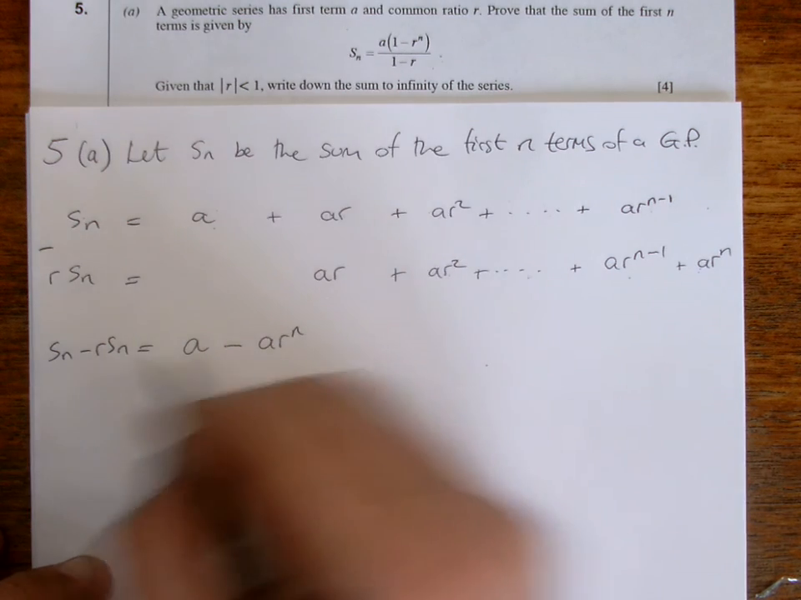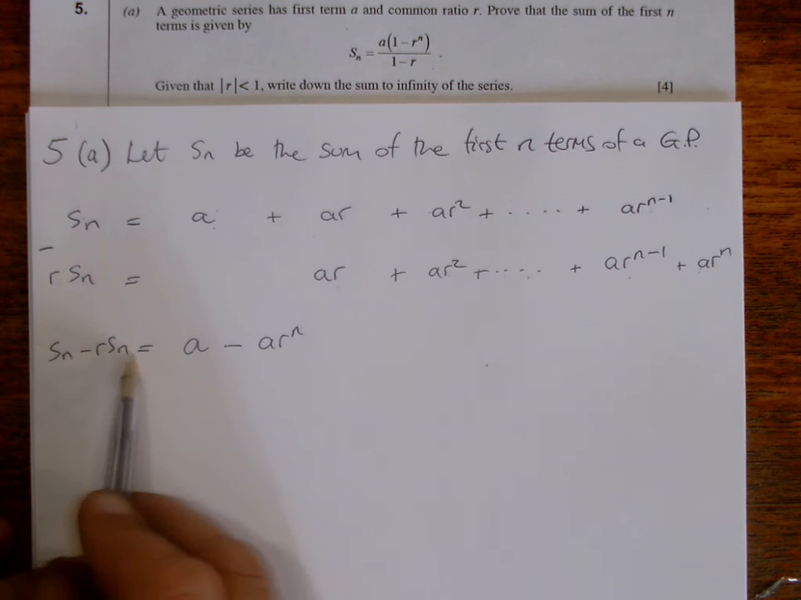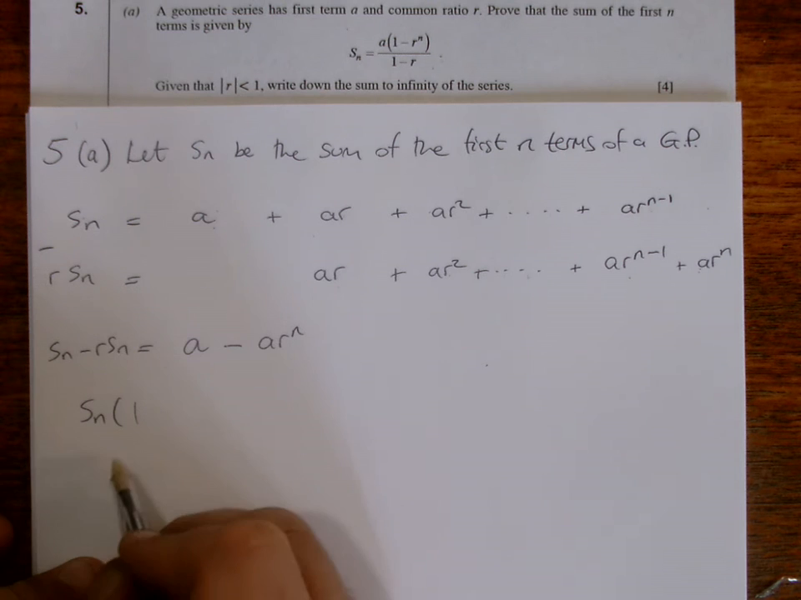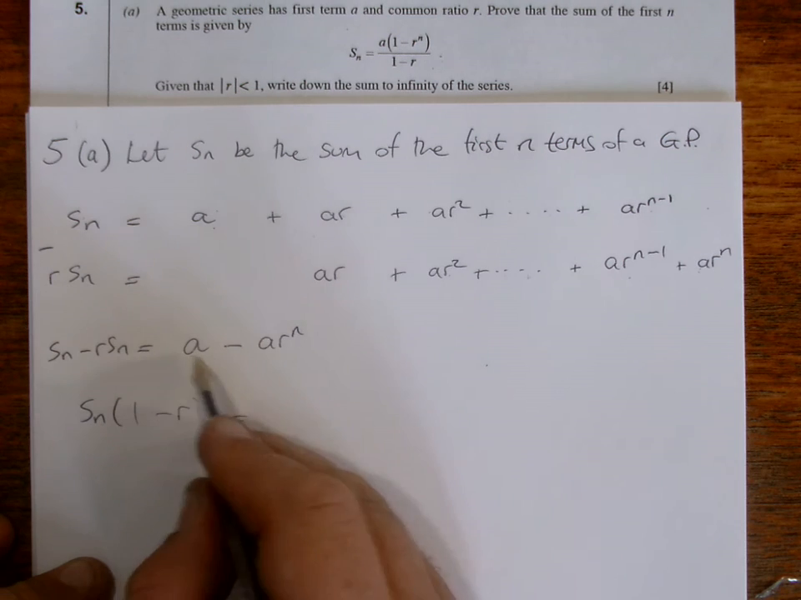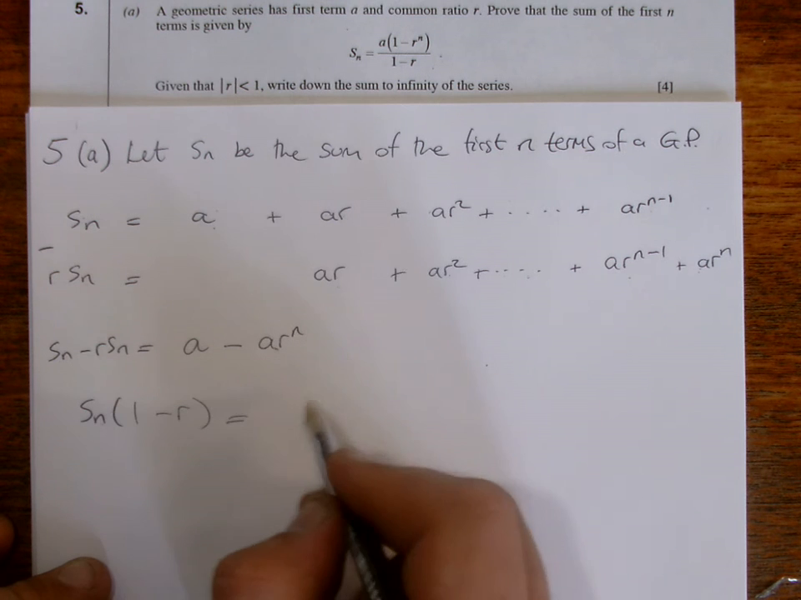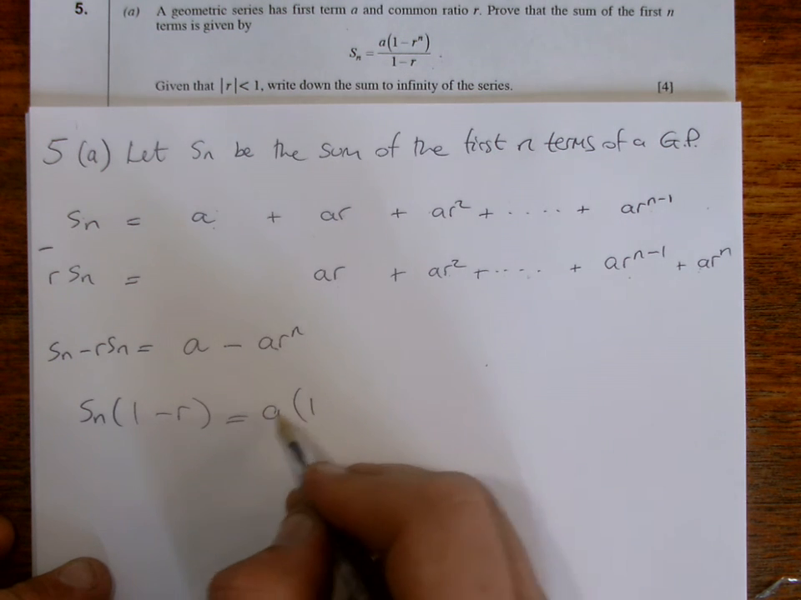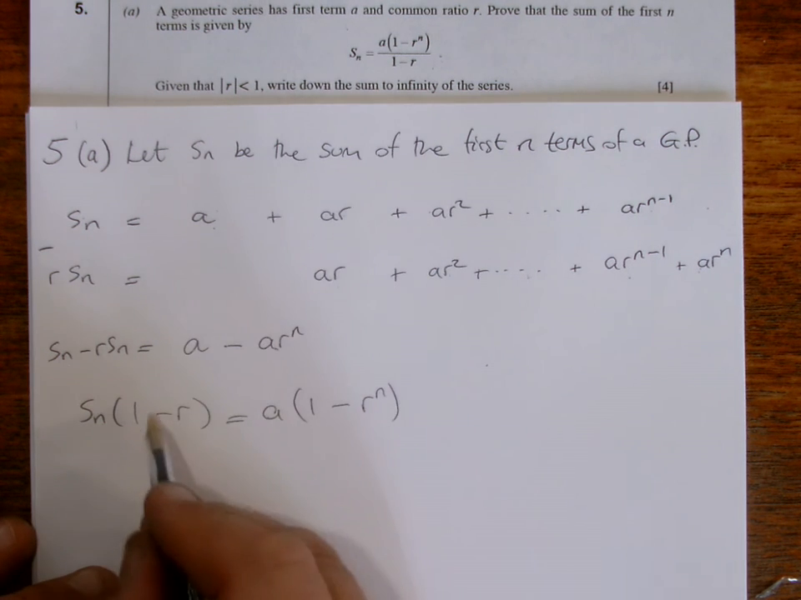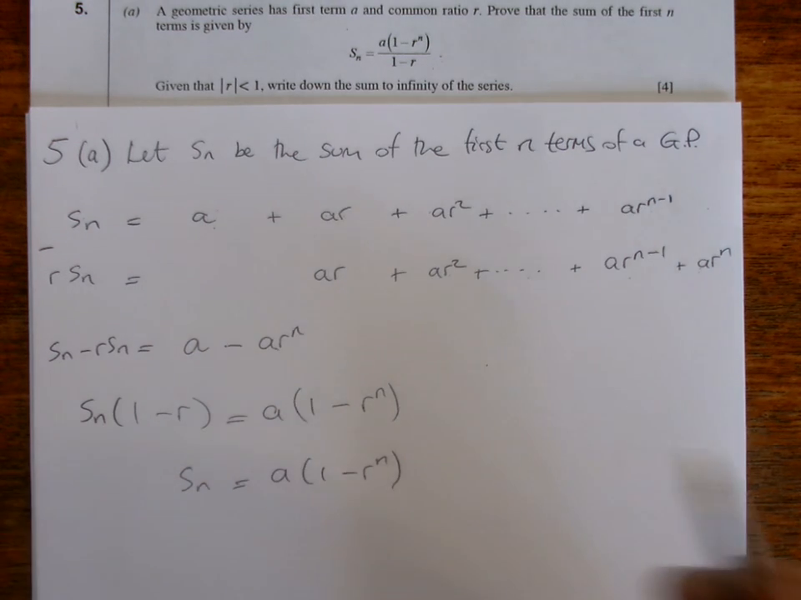And what we can do from here is look on the left hand side, and hopefully appreciate that Sn is in both terms here. So we can factorize out Sn. Sn times 1 gives me Sn. Sn times minus r gives me minus rSn. On the right hand side, we notice A is a common factor. So bracket A times 1 gives me A, times then minus r to the power n gives me ar to the power n. Take this over to the side and you're left with what we want, the summation formula.